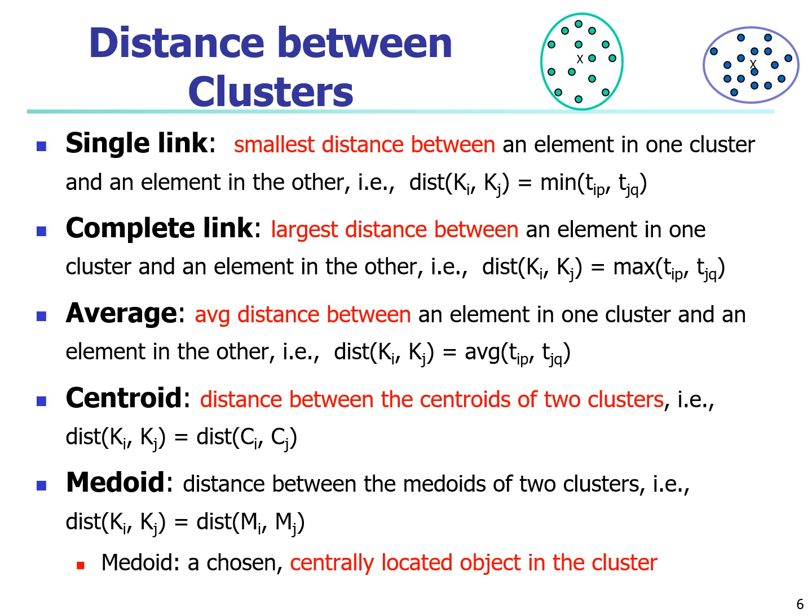The complete link is the largest distance between an element in one cluster and an element in another cluster. The average is the average distance between an element in one cluster and an element in another cluster. The centroid is the distance between the centroids of two clusters. So we're measuring the distance between the centroid from each cluster. And the medoid is the distance between the two medoids of two clusters. And we explained what medoids are earlier.